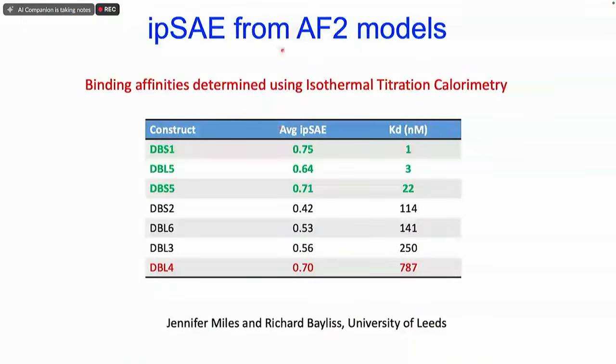He used our ipSAE score, and so here's the ipSAE score: 0.75, 0.64, 0.71. These all had good KDs. These are really tight binders: 1 nanomolar, 3 nanomolar, 22 nanomolar. When the ipSAE score drops to 0.42, 0.53, 0.56, now the binding is 100 or 200 nanomolar. There is one outlier. This one scores really well, but also has terrible binding. So 6 out of 7, the ipSAE score was pretty indicative of tight binding when it's a good score, and poor binding when it's a low score.